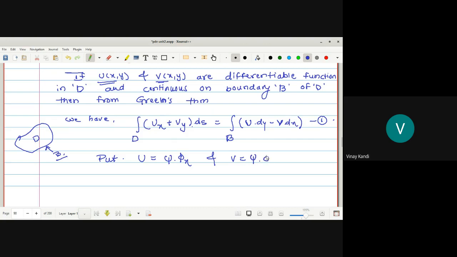In the above equation, u is psi phi x, so ux will be psi x into phi x plus psi into phi double x. Similarly vy will be psi y into phi y plus psi into phi double y.